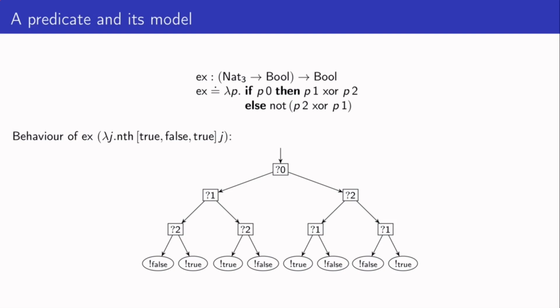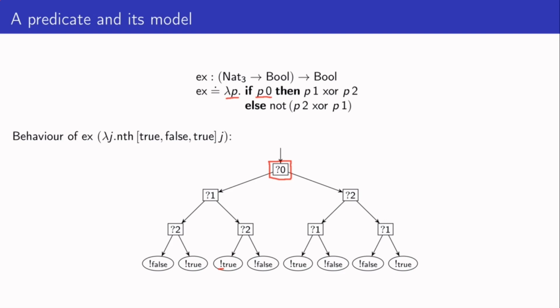With this in mind, let's look at the following example predicate called EX and its induced computation tree model. The predicate takes a point as input and applies this point to zero, or queries the zeroth component of the point. This is reflected in the tree model by the first interior node, which reads ?0. I'm using the question mark prefix here to denote invocations or queries of points, and I'm using an exclamation mark prefix to denote answers or return values of predicates. Now note how the structure of the computation tree coincides with all the possible control flows of the predicate.